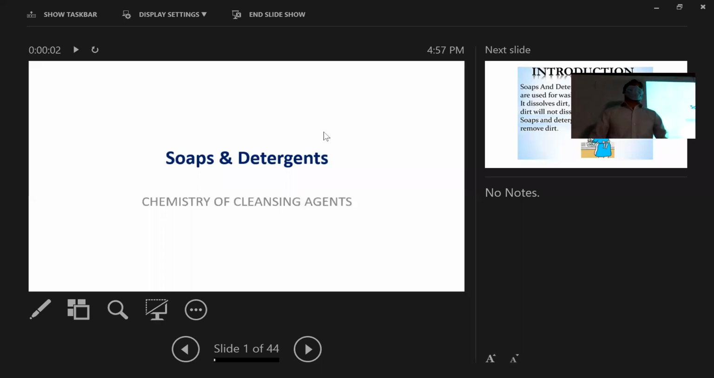Today we are going to learn about the cleansing materials or methods. That means some soaps and detergents. We use different types of soaps and detergents, but many of you, or some of you, may not know how they work or how they can be prepared. Sometimes you can prepare these soaps at home. If you have some ingredients, then you can prepare the soap at home.